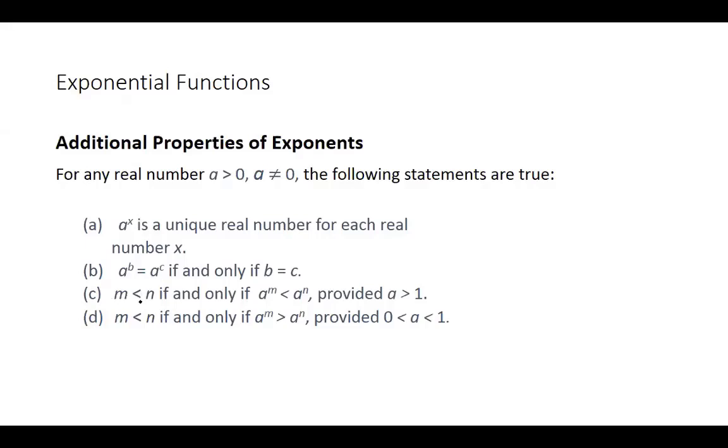When m is less than n, if and only if a to the power of m is less than a to the power of n, provided a is greater than 1. m is less than n if and only if a to the power of m is greater than a to the power of n, provided a is between 0 and 1. We're going to look at some examples.